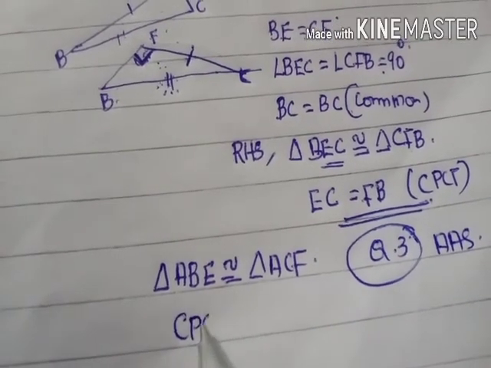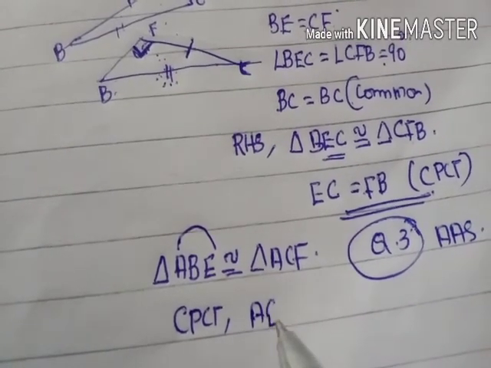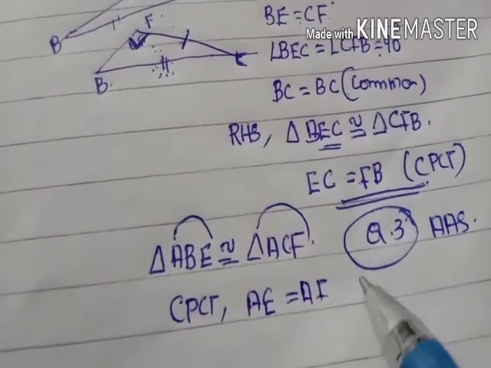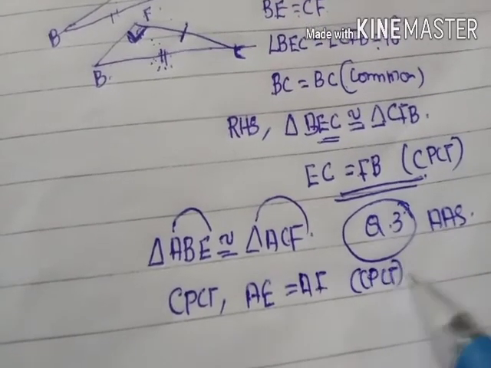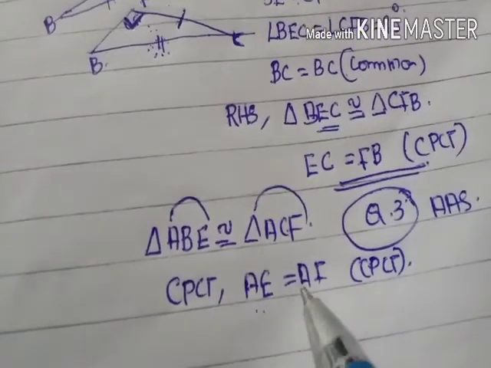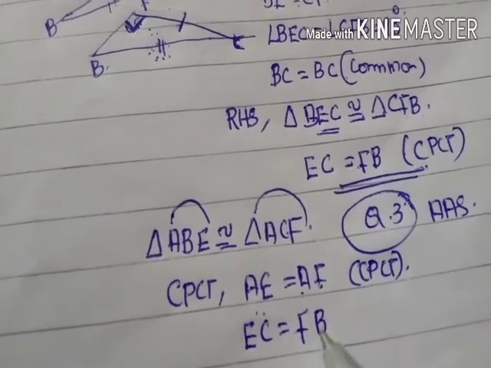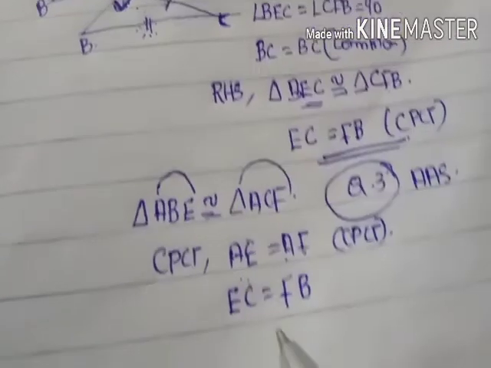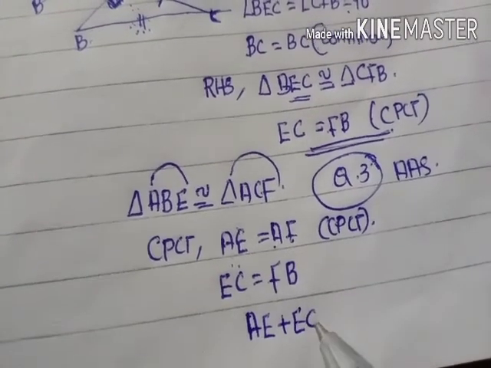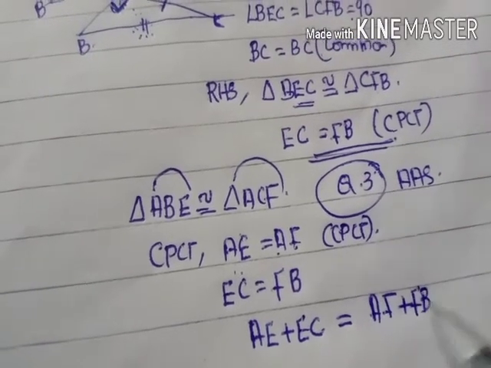So from here, by CPCT rule, AE side and which side? AF side. AE and AF side are equal. Okay. So combining these two parts, listen, AE equal to AF and EC equal to FB. Just add these two parts. AE plus EC equal to AF plus FB. It's clear? Now look into the figure.